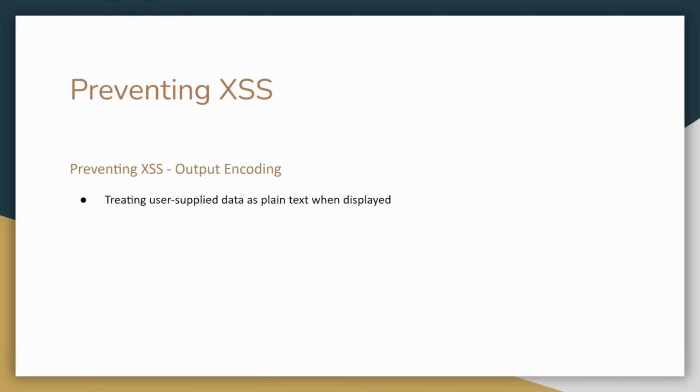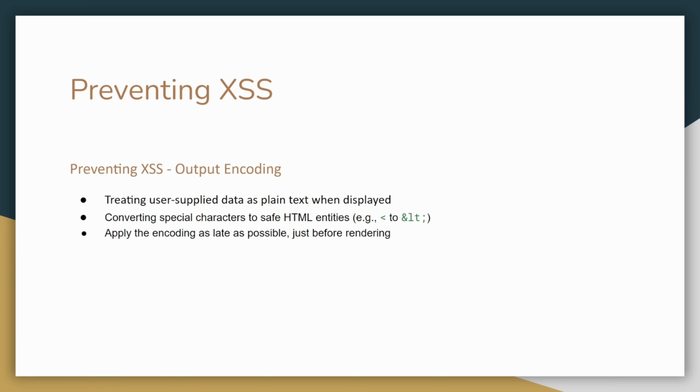Another critical prevention technique is output encoding, often referred to as escaping. Output encoding focuses on treating user-supplied data as plain text when it's displayed back to the user. This involves converting special characters that have meaning in HTML, JavaScript, CSS, or URLs into their safe HTML entities. For example, the less-than character is converted into &lt; and the greater-than character is converted into &gt;. Unlike input sanitization, which happens early, output encoding should be applied as late as possible, just before the data is rendered in the user's browser.